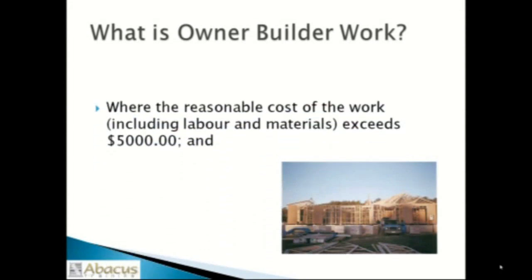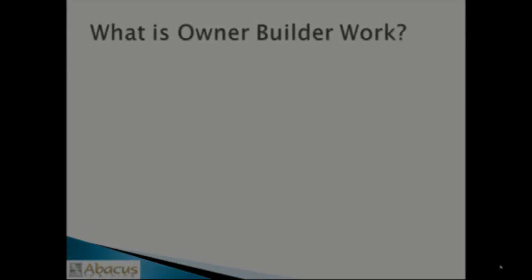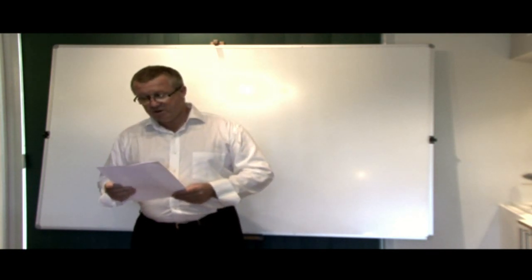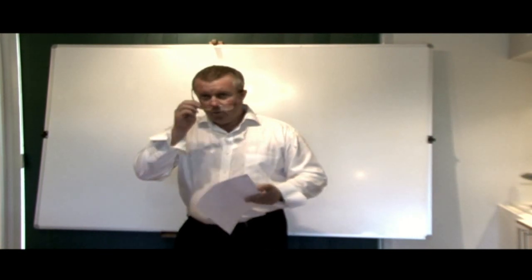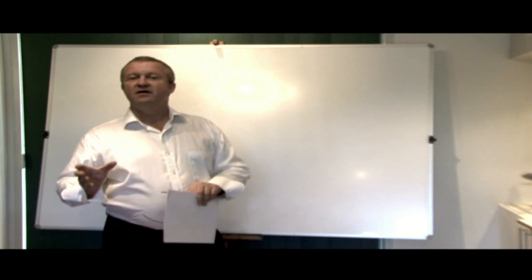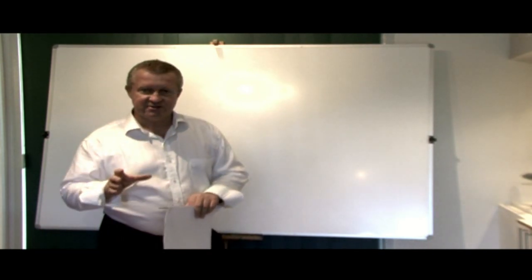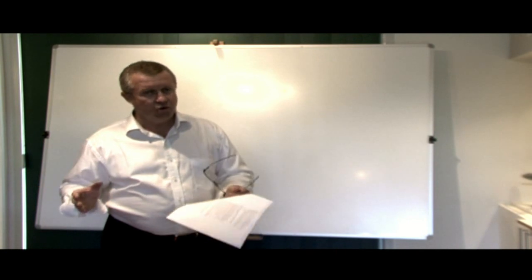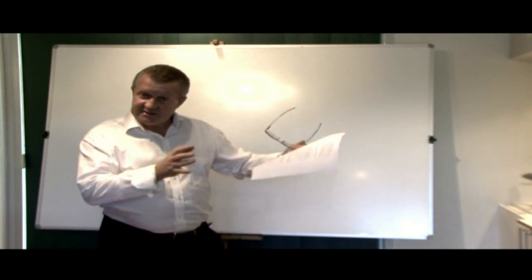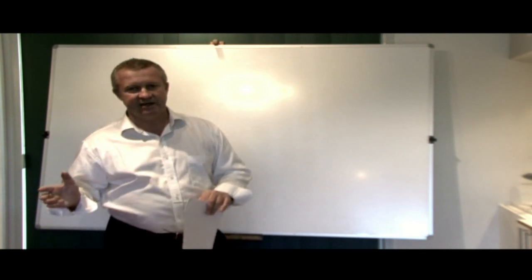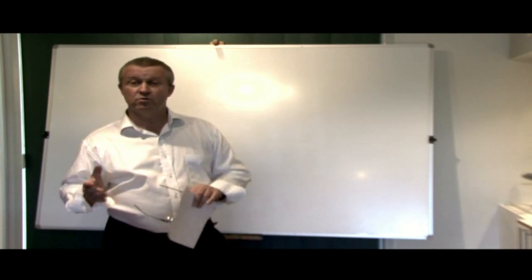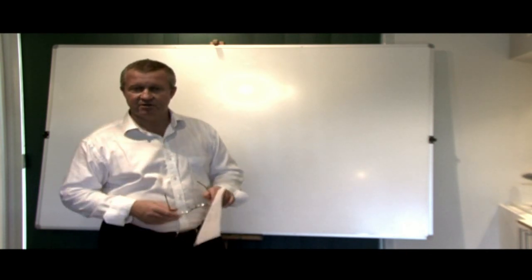Now let's consider what is reasonable cost and the $5,000. Moving on to part 2 of the requirements or the definition of what is owner builder work, it says where the reasonable market cost including labour and materials exceeds $5,000. What this means is that if you're going to do work that a builder would charge you $5,000 to do, so we have to discount your labour. We've got to say, okay, this is what it would cost if a builder did it, not I'm going to do it for $5,000 even though the builder would charge me $10,000. If it's over that amount that a builder would reasonably charge, it is classified as owner builder work.